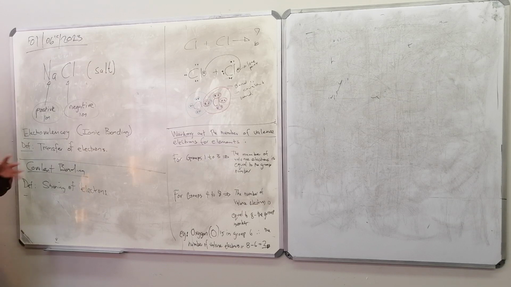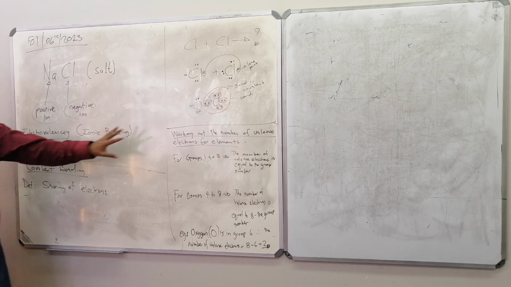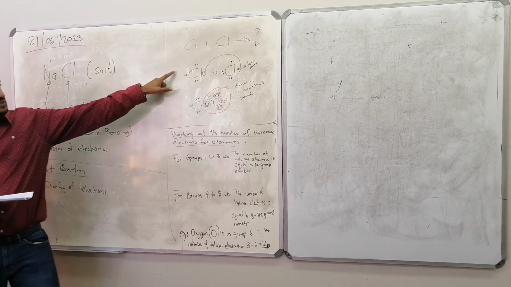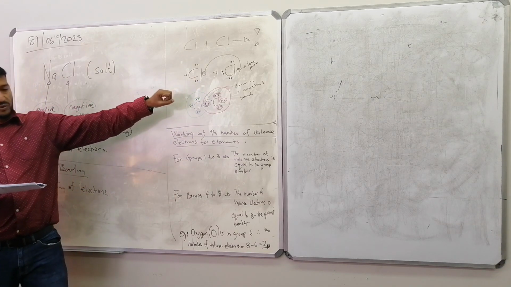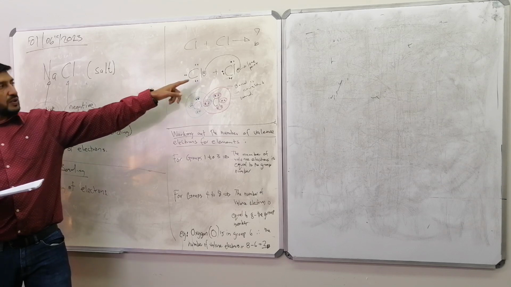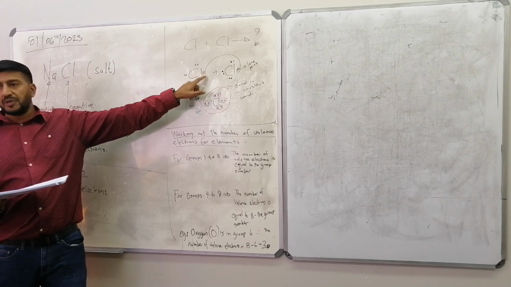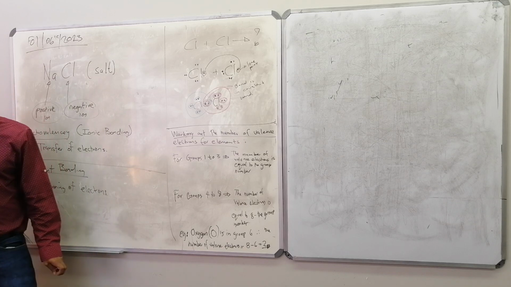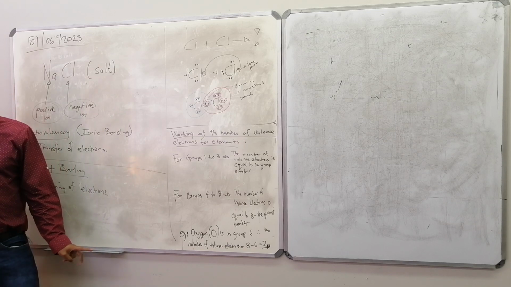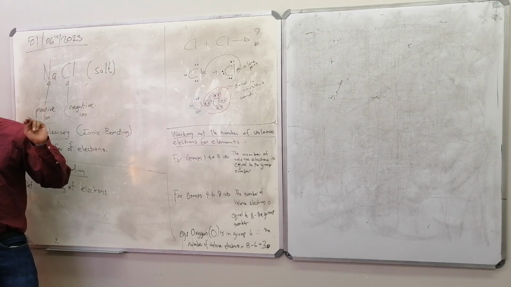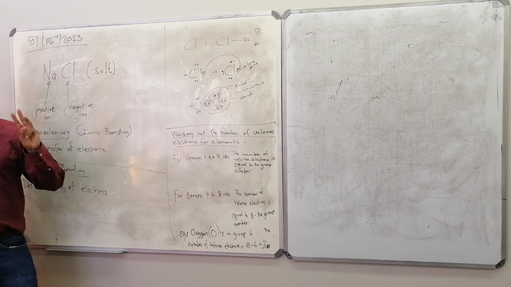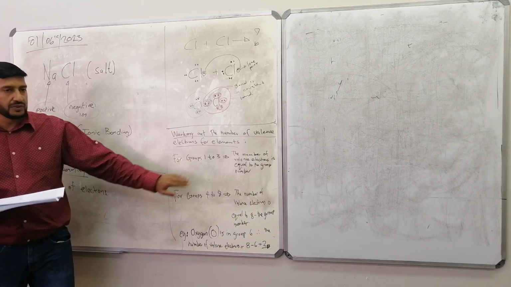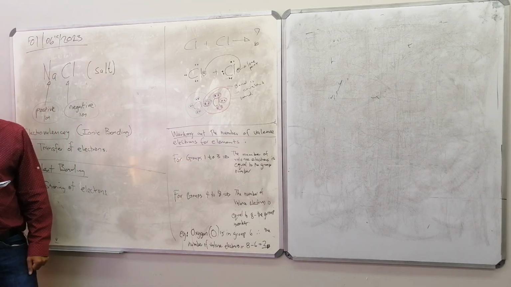Alright, guys, let's go back. So we looked at how we draw these electrons around this here. For chlorine, it's in group 7. So what it tells us is how many valence electrons chlorine has. In terms of that, how many bonds can it form in terms of covalent bonding? Just one. So the number of valence electrons will tell you the number of bonds that can be formed.